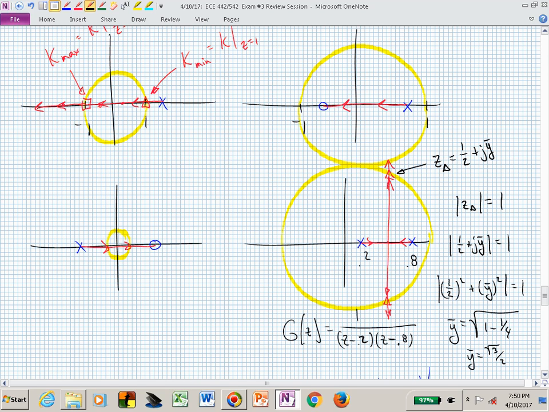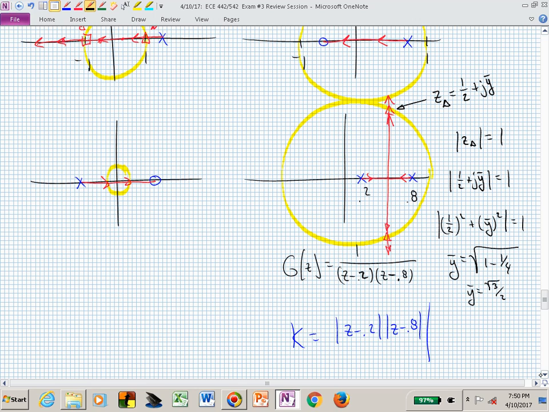Does that help me in any way? Now I can actually find the k value. What's the k value? Well, I know for that pattern of poles and zeros, the magnitude of kg has to equal 1. I solve that for k, and I now have this formula, z minus 0.2, z minus 0.8. And if I want to know the upper limit for stability, I now want to know k delta, where I'm evaluating this at 1/2 plus j square root of 3 over 2.